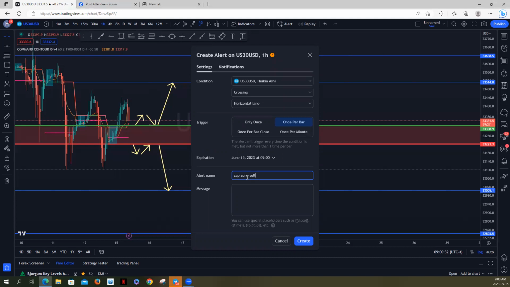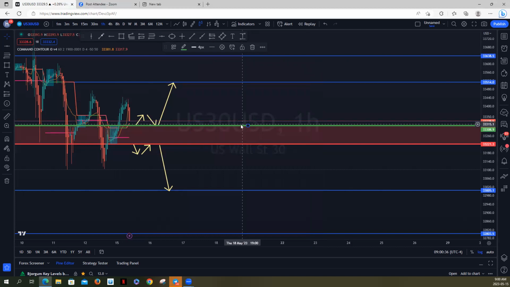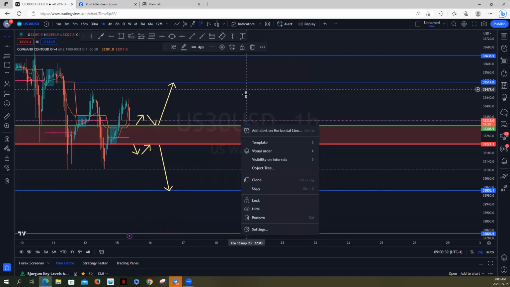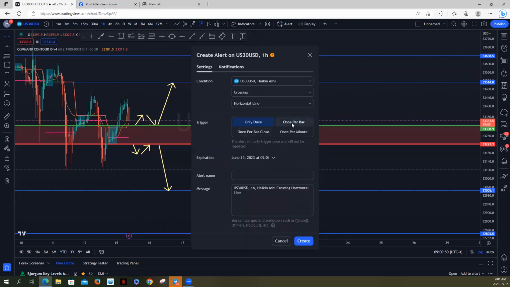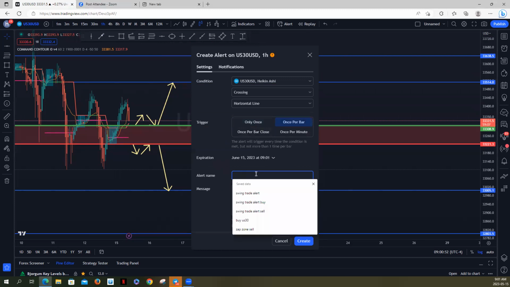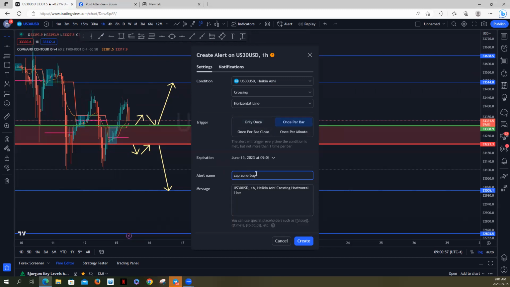Or is it divided? Let's do that again. Oh, it's the buy. Okay. Oh yeah, this is another way, by the way, you can add alerts. You could click on it and press the add alert, or you could right click and click add alert. Same thing. Once per bar, we're gonna name it zap zone buy or zap zone bulls, you know, either or.